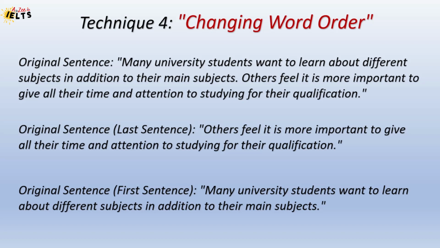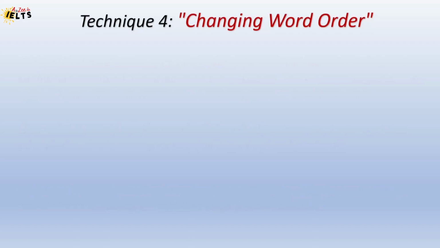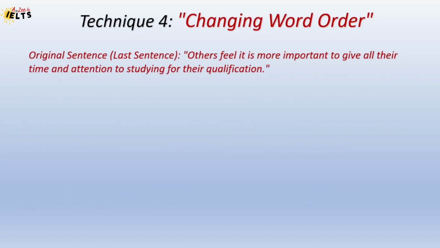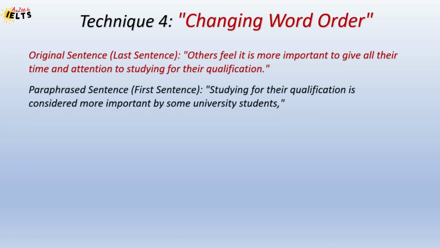Now, let's flip the order. Our paraphrased sentence begins: studying for their qualification is considered more important by some university students. In this sentence, we flip the order. Means in the paraphrased sentence, we make the last sentence of our original text the first. We have taken the last sentence of the original text, which emphasized the importance of studying for qualifications to some students, and placed it at the beginning to make it the focal point.